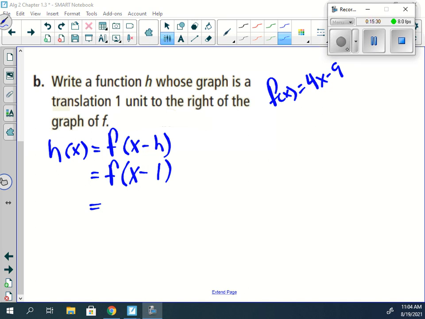We're moving on. So this here, we're now replacing x with what? X minus 1, yes? So every place that there's an x over here, we're going to replace it with x minus 1. So we have 4 times x minus 1 minus 9.